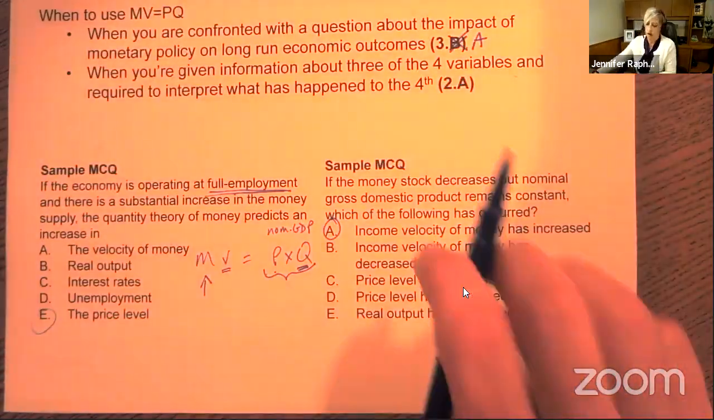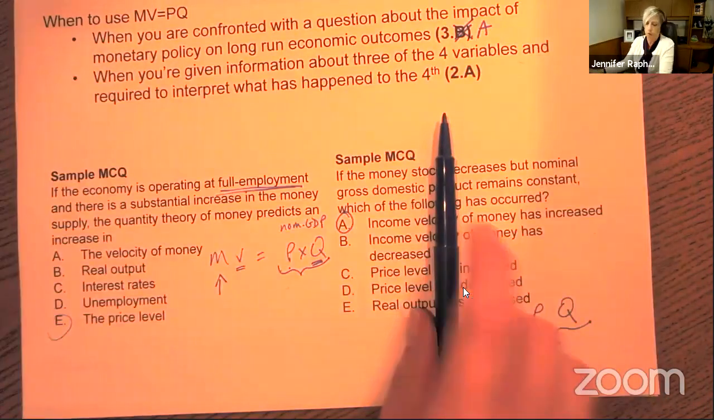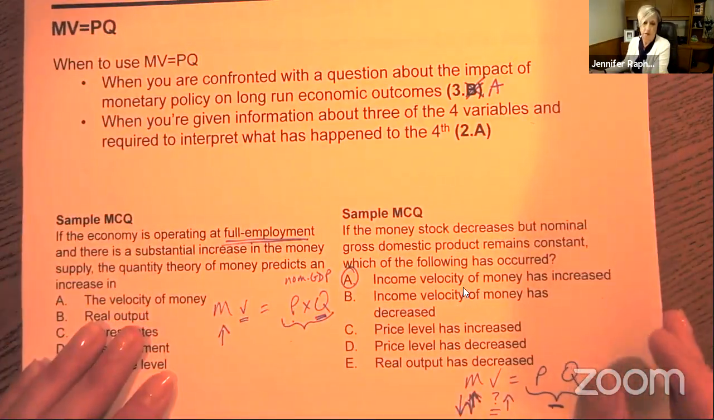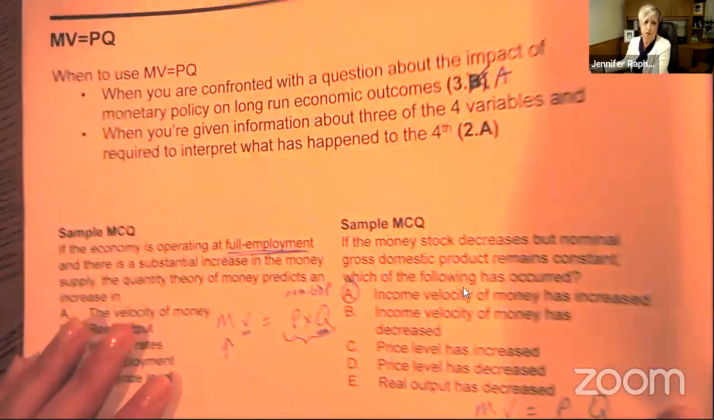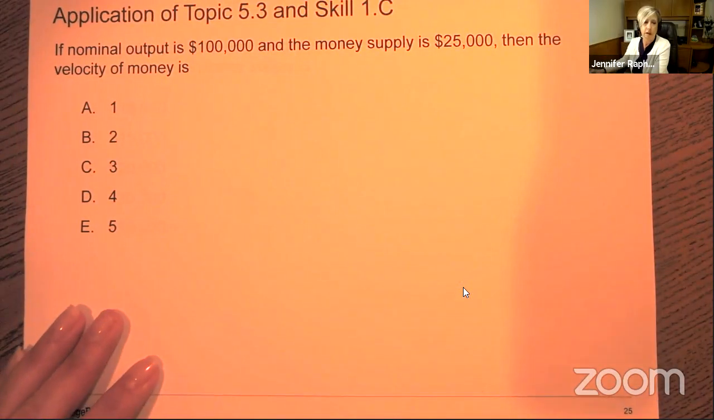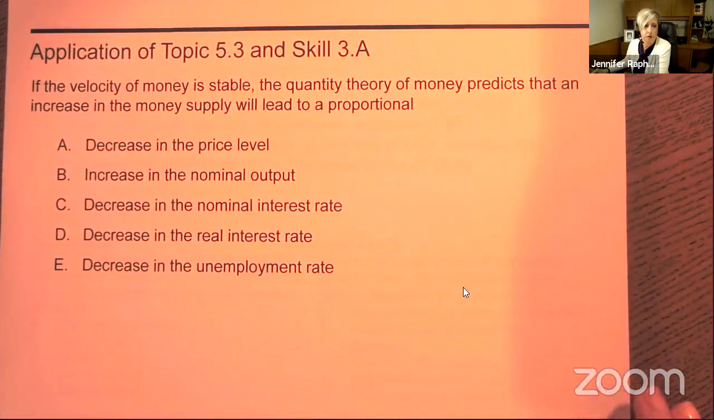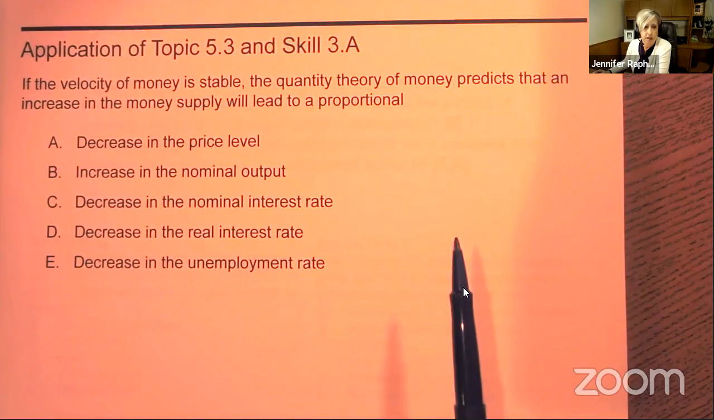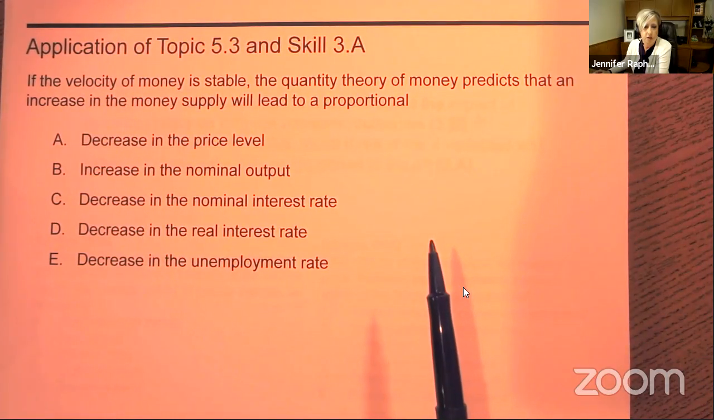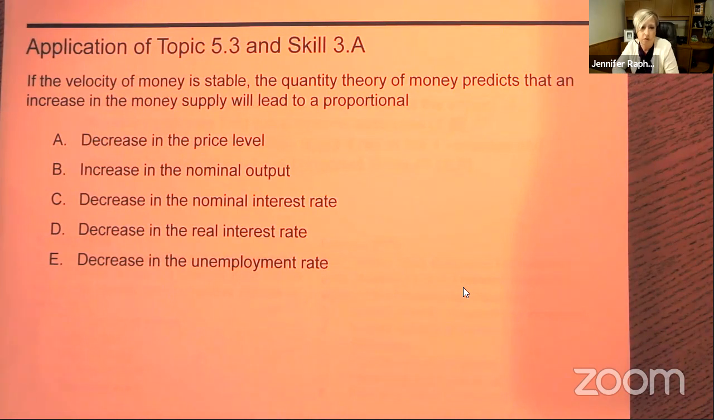Okay, now we're going to go through one more together that's doing skill 3A, and then I'm going to give you one to do on your own. Please forgive me, here it is, 5.3 and skill 3A. This is very similar to the one we just did. So I'm going to give you a minute to do this one on your own. Use the strategy that we just employed.